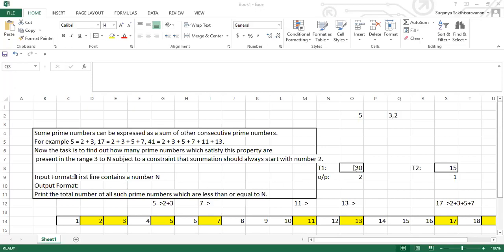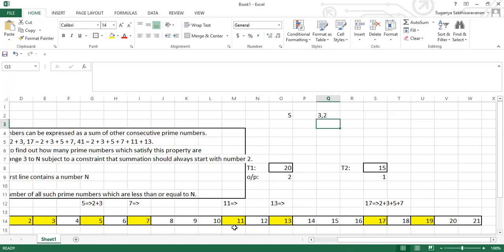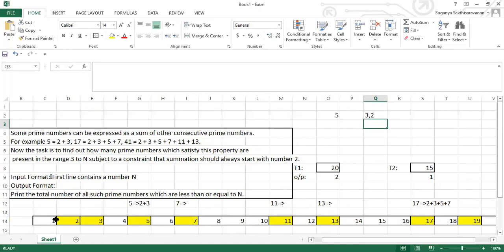So if 20 is given, we can just see it. I have written a range like 1 to 21, and I highlighted all the prime numbers. As per the condition, when you try to sum the prime numbers, 2 and 3 don't satisfy the condition. When you come to 5, it satisfies the condition. In the same way 7 doesn't satisfy the condition. 11 and 13 don't satisfy the condition. 17 satisfies the condition, a sum of consecutive prime numbers.